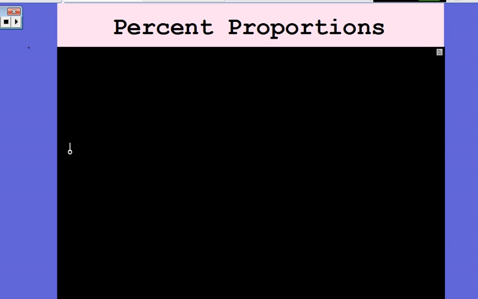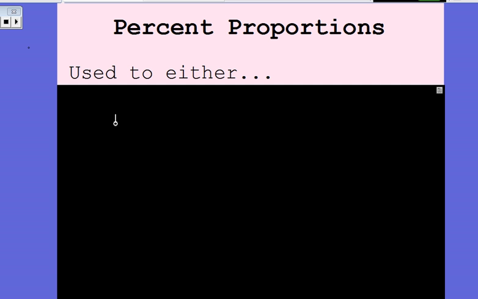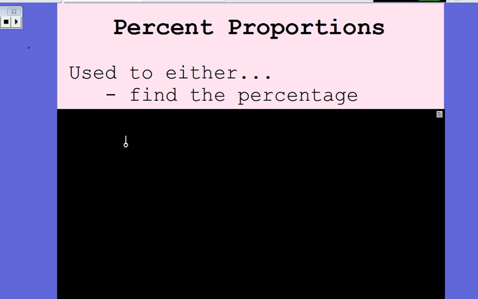Okay, today we're going to talk about percent proportions. So it is taking a proportion like we talked about in the last section, with two ratios typically set in fraction form and then equal to each other. We're only really going to ever use this if they're asked to find a percent.